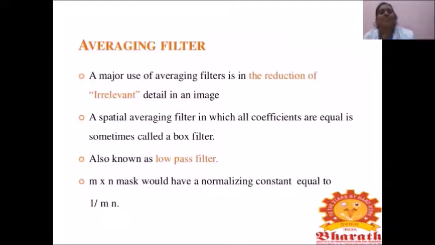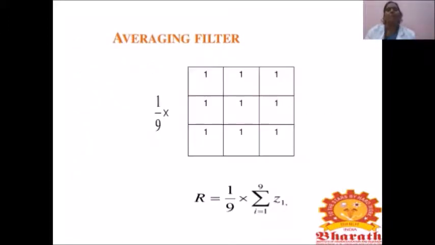The major goal of the average filter is the reduction of irrelevant detail in an image. The spatial averaging filter in which all coefficients are equal is called a box filter. It is also called a low pass filter. An m by n mask would have a normalizing constant equal to 1 divided by mn, the multiplication of rows and columns. This is average filtering. When all the coefficients are equal, it is called box filtering or low pass filtering.